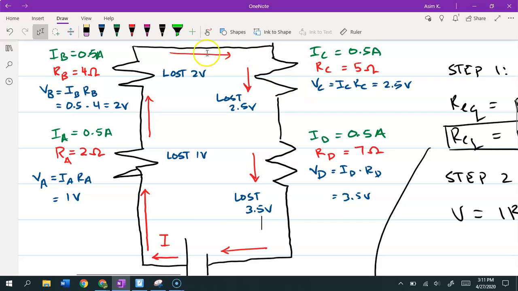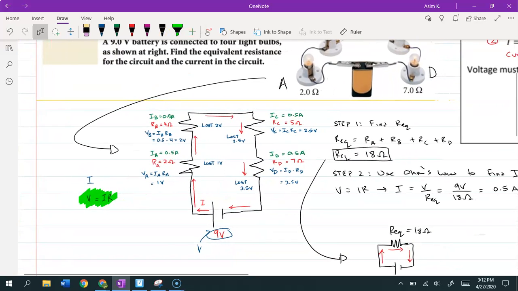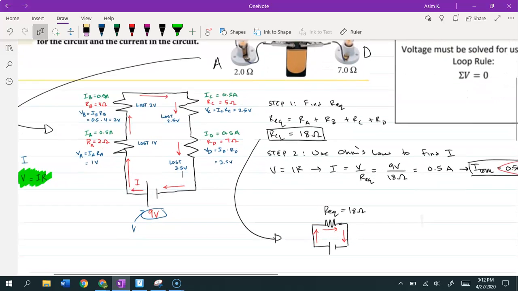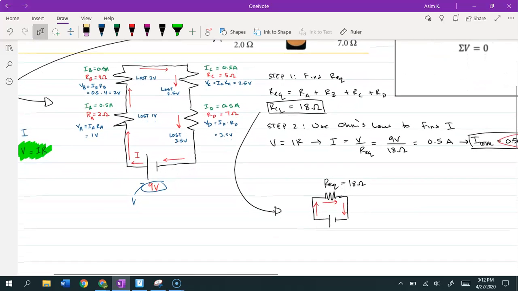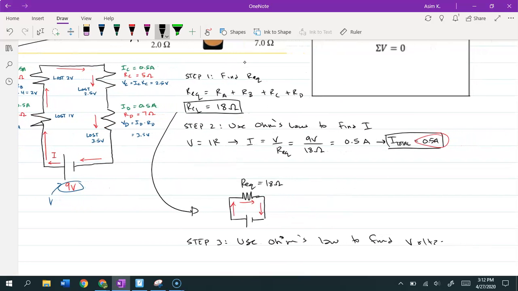All right, so that right there is a series circuit, and that's how you work with the series circuit. So as far as step 3 is concerned, basically what you need to do is go through each one of them and use Ohm's law again, all right, to find each one of the voltage drops.